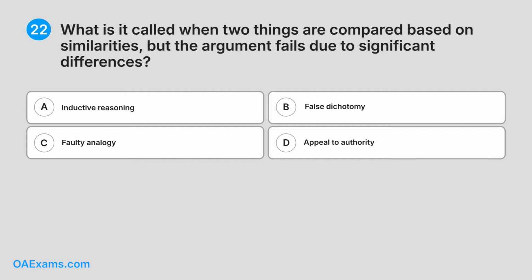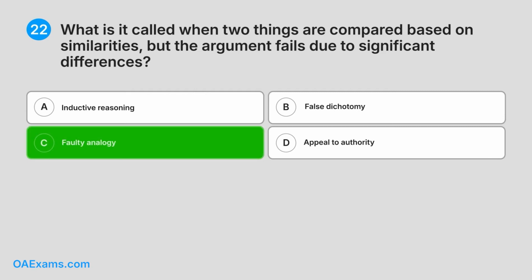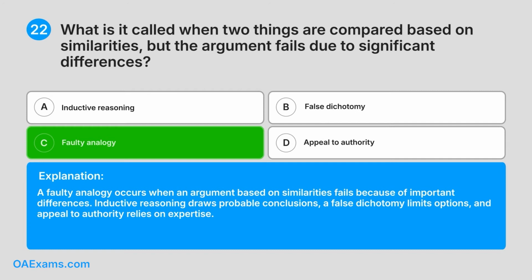Correct answer. C. Faulty analogy. Explanation. A faulty analogy occurs when an argument based on similarities fails because of important differences. Inductive reasoning draws probable conclusions. A false dichotomy limits options, and appeal to authority relies on expertise.